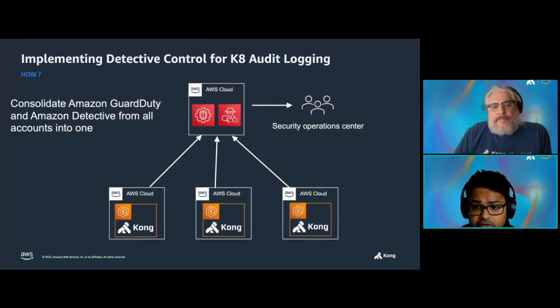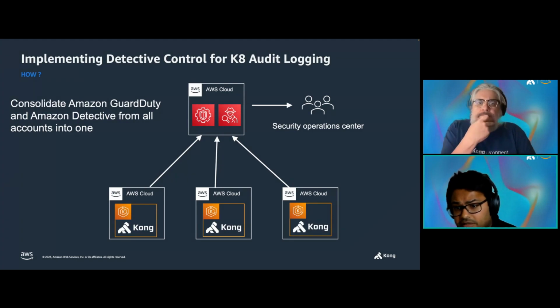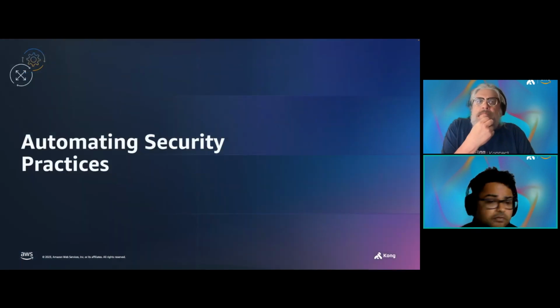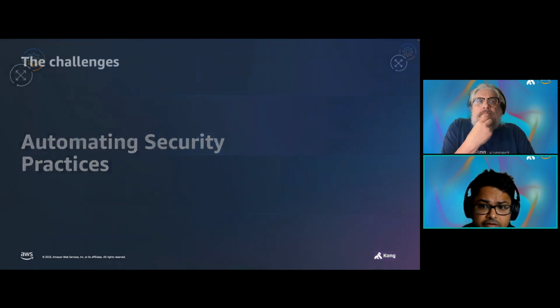Consider consolidating all the findings from GuardDuty and Detective in a single AWS account so that your security operations team have the visibility to the threats to either take actions if required, or even for forensic purposes. Now, next up, automating security practices.